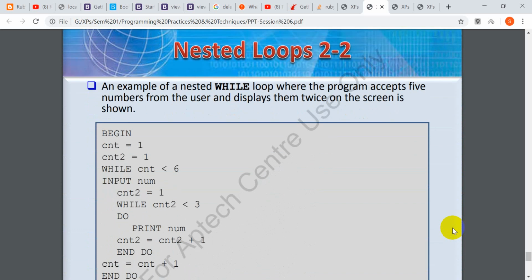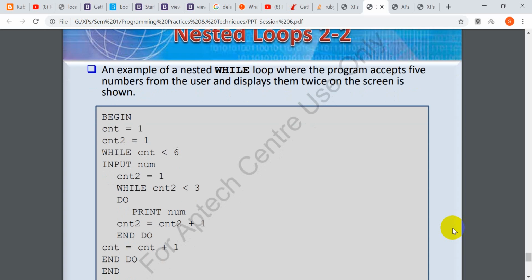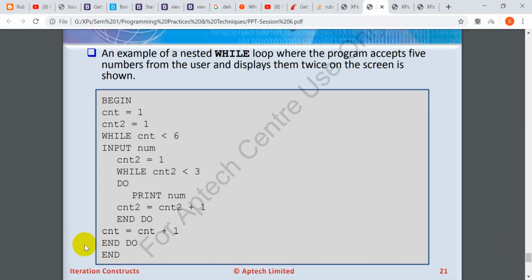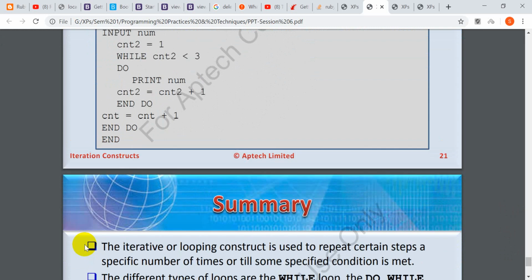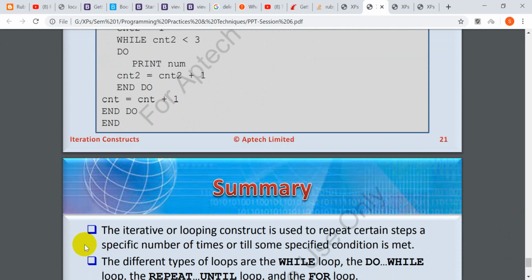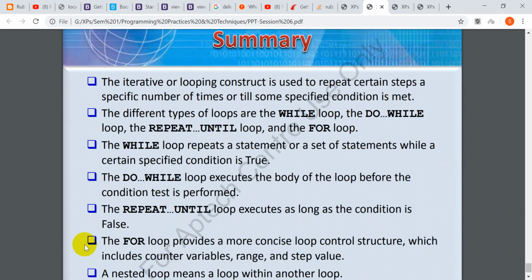An example of a nested while loop where the program accepts 5 numbers from the user and displays them twice on the screen is shown. And then you have your count: the first count is equal to 1, the second count is equal to 1, while count is less than 6. Input number, count2 is equal to 1, while count2 is less than 3. Print number, count2 is equal to count2 plus 1, that is the increment. Count is equal to count plus 1, that is the increment. Like if you want to have looping there actually, you understand? So a nested loop is just a loop within a loop, using two loops in one program. So here it is.